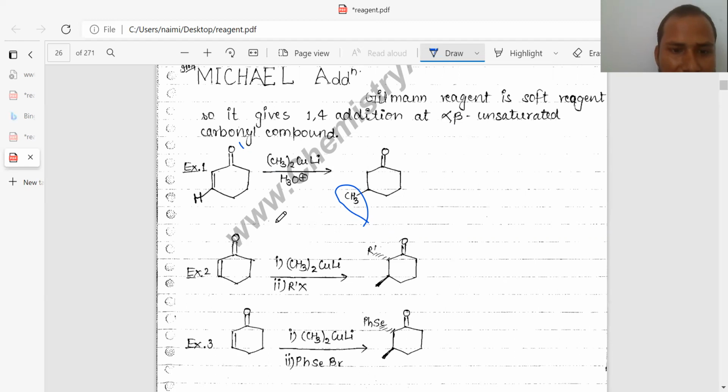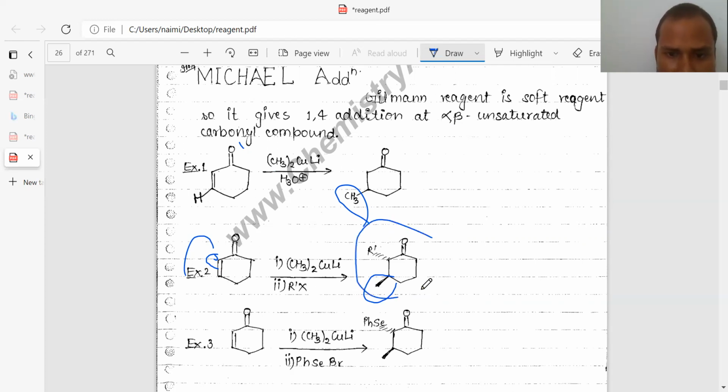First you will attack from this 1, 2, 3, 4 position, and if there is no substitution, the addition takes place like that, on the wedge. After that, what happens here? This double bond will migrate here, so a negative charge will be generated on this carbon. This negative charge attacks the R, meaning the addition takes place in an SN2 manner, so it will attack from the back side. So this is your product.